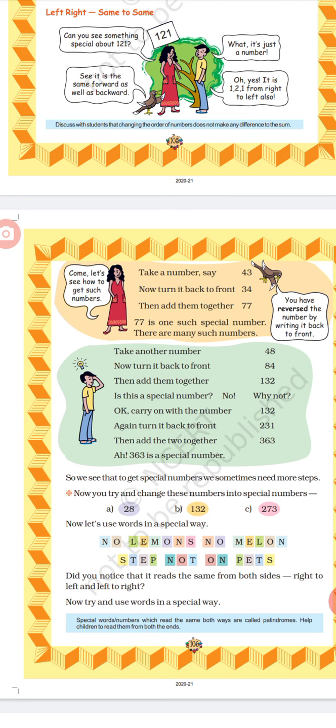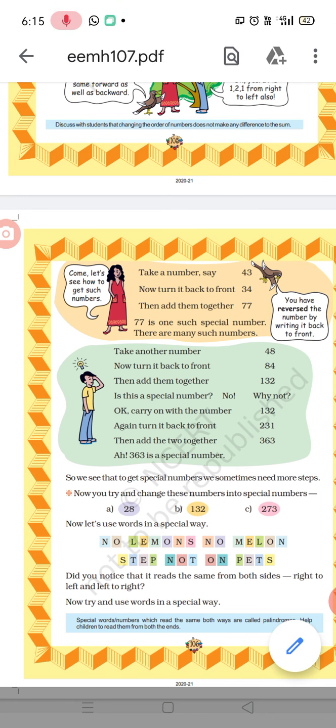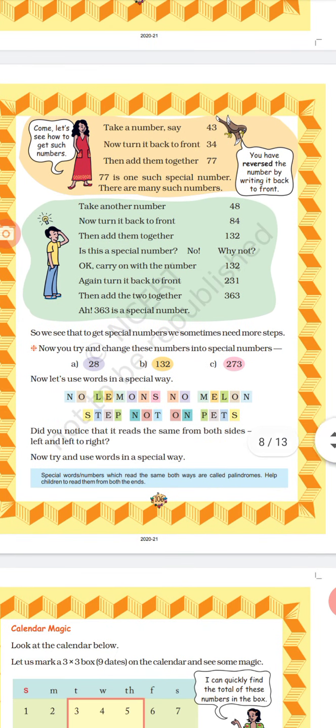Now she is giving one example. Let's take a look at it. Take a number, say 43. She is giving one number, 43, and then she is saying that now turn it back to front. It means 43 से 3 को आगे ला दो और 4 को पीछे लिखो. It will become 34. Now add them together.